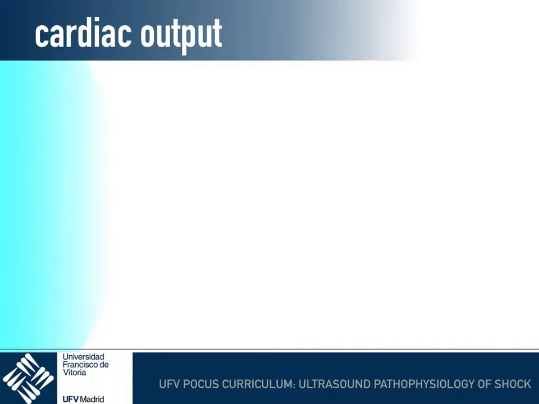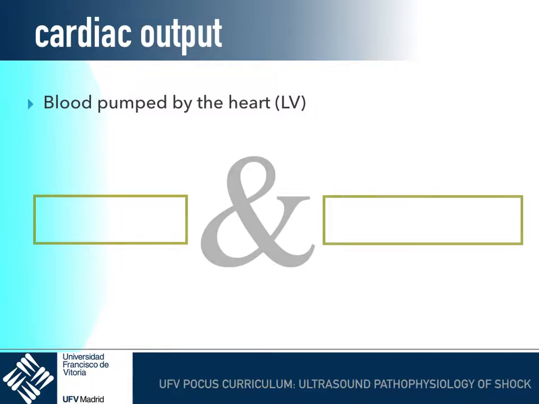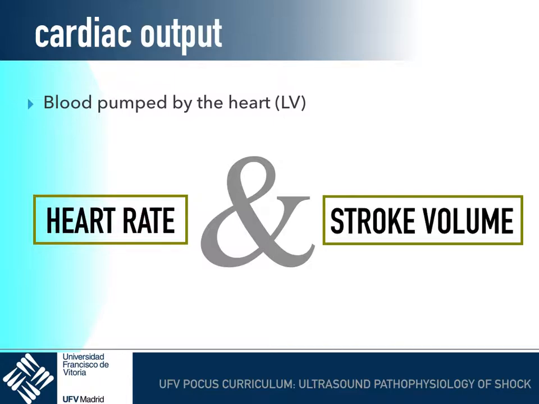If we are working with a really basic definition of cardiac output, we can define that the cardiac output is the blood pumped out by the heart, especially the left ventricle. For the cardiac output, there are two main factors implied as well. One is the heart rate, and the second is the stroke volume. So the cardiac output is the first concept implied in the blood perfusion.